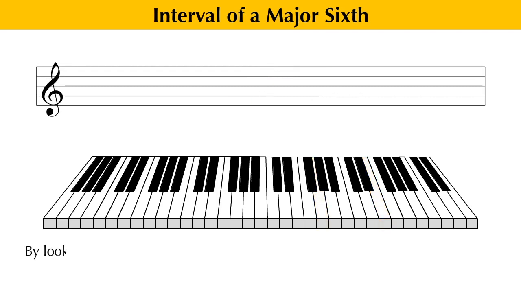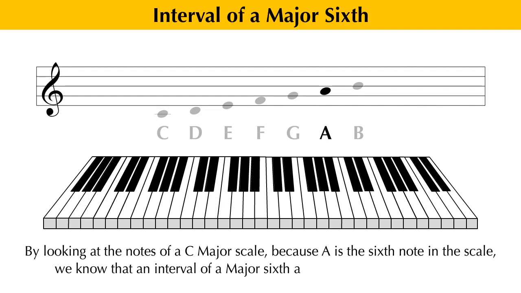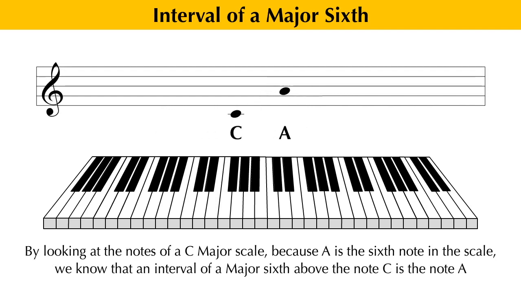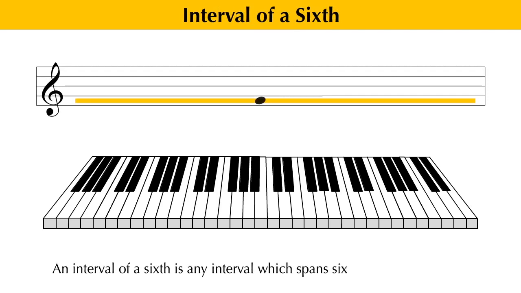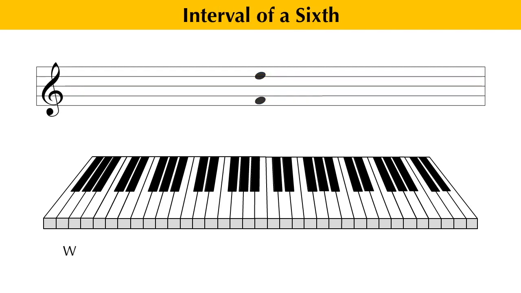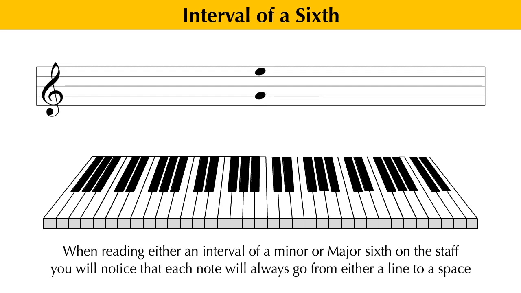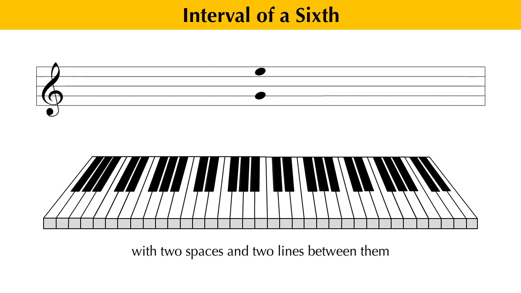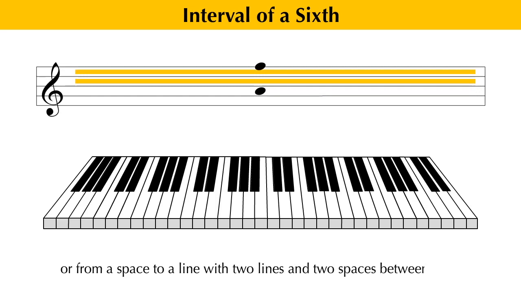In this same respect, by looking at the notes of a C major scale, because A is the 6th note in the scale, we know that an interval of a major sixth above the note C is the note A. An interval of a sixth is any interval which spans 6 positions on the staff. When reading either an interval of a minor or major sixth on the staff, you will notice that each note will always go either from a line to a space with 2 spaces and 2 lines between them, or from a space to a line with 2 lines and 2 spaces between them.